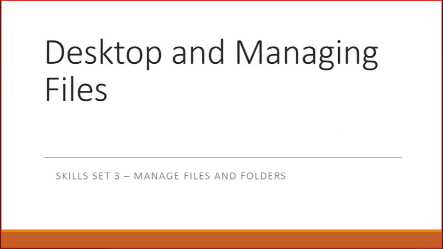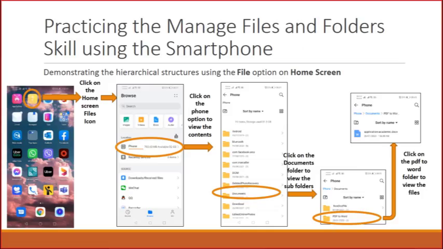Right, now here about the desktop, the third section is the desktop and managing files, that is managing files and the folders. There is an outcome called demonstrating the hierarchical structures using the file option on the home screen. If you go to the lesson outcomes, you can see that. So how are we going to demonstrate the hierarchical structures?